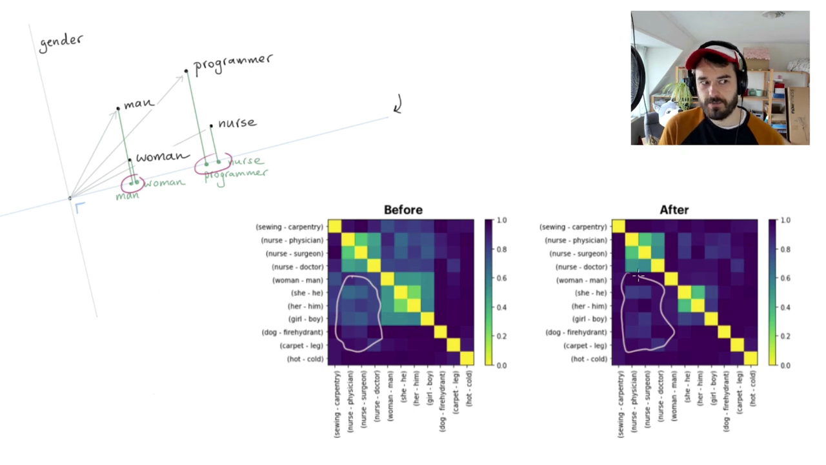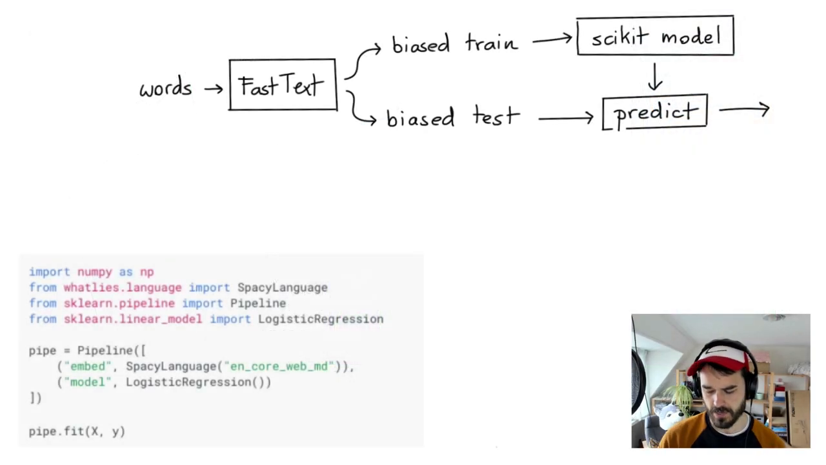And it's not just the fact that we're only considering gender here. The real issue is that we've barely changed the internal representation. To understand that, we have to consider how word embeddings are used in practice. In practice, word embeddings are used as a pre-processing step. You have words that you start out with, then you pass them along to something like fastText, and then you get this numeric representation that you can give to a scikit-learn model and then use to make a prediction.